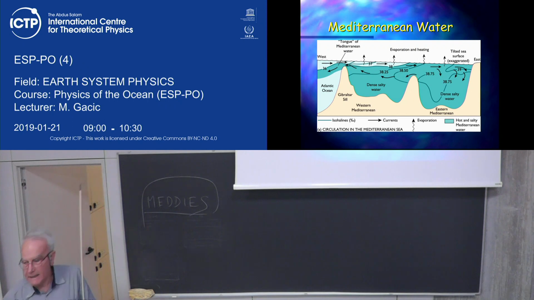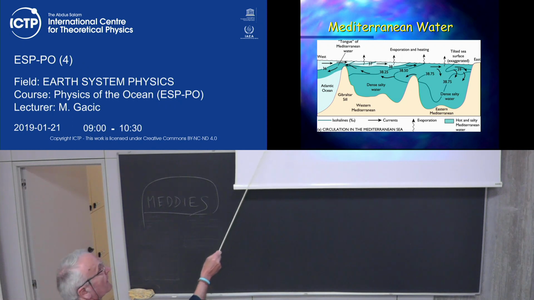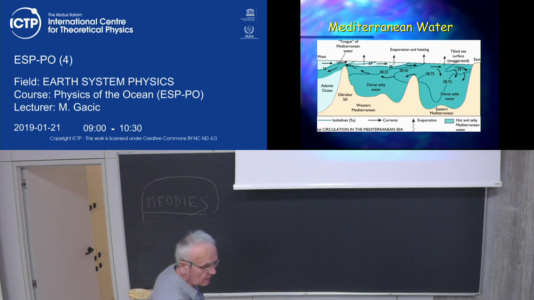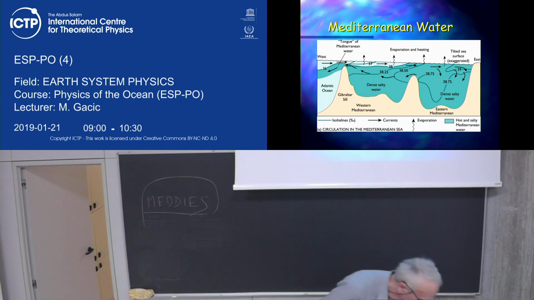And they take this salty water from the Gibraltar Strait into the center of the Atlantic Ocean. But if you do the average on the long term, you will obtain this continuous tongue flow of Mediterranean water.